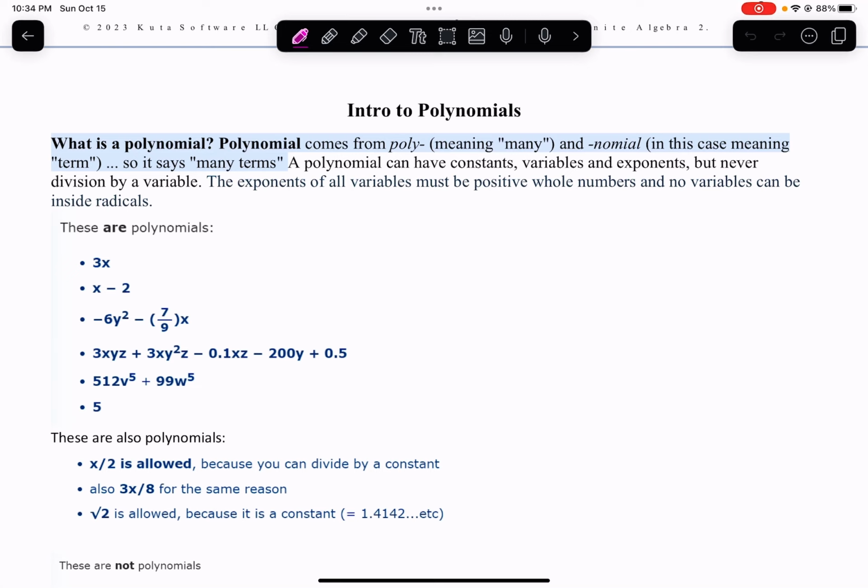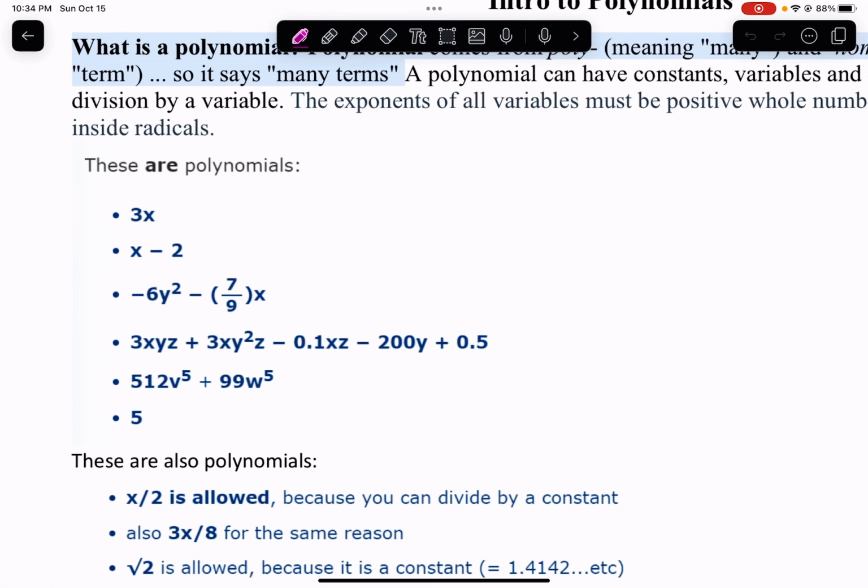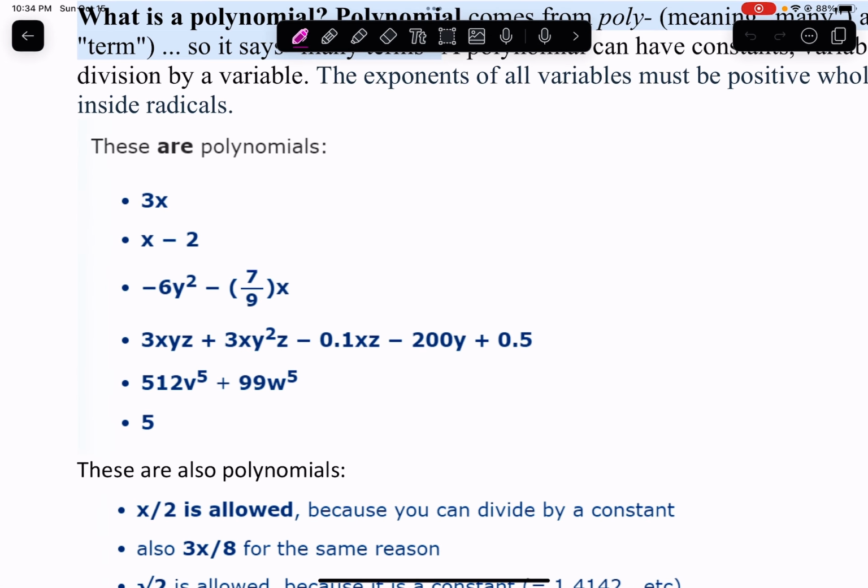All right, so honestly, it's kind of easier to understand things that are not polynomials, things that make an expression not a polynomial, versus what makes something a polynomial. So basically, there's just a couple of things that will knock it out and make it not a polynomial. So here are a bunch of examples of different kinds of polynomials.